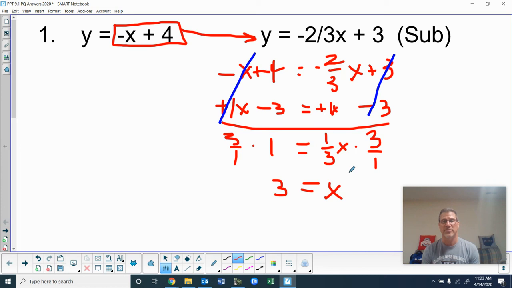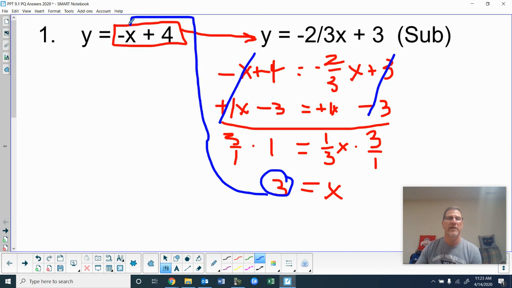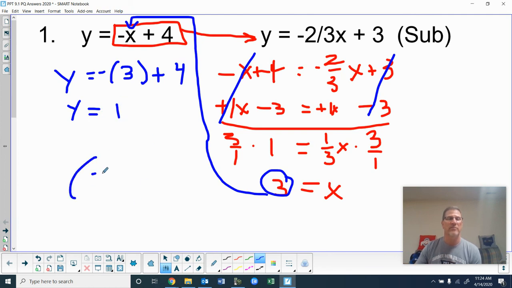Okay, so we have to substitute 3 into either one of the equations. It doesn't matter, to find y. I'm going to take this 3 and I'm going to move it in for that x. So this would be y equals, and don't forget there's that negative sign, so negative, and then x, which was 3, plus 4, and negative 3 plus 4 is 1. So our answer to this problem is 3 for x and 1 for y.